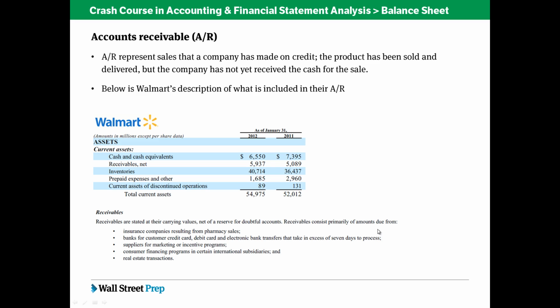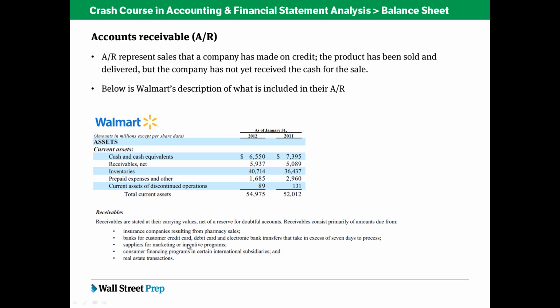Receivables consist primarily of amounts due from insurance companies resulting from pharmacy sales. So when Walmart in their in-store pharmacy sells prescription drugs, they're waiting for insurance to pay them back. It's not the consumer who directly pays beyond the copay, and so they're waiting for insurance companies to pay. So that makes up a good chunk of their receivables.